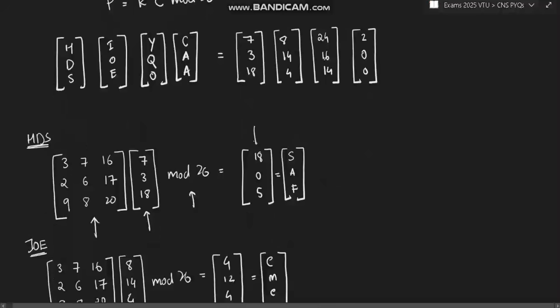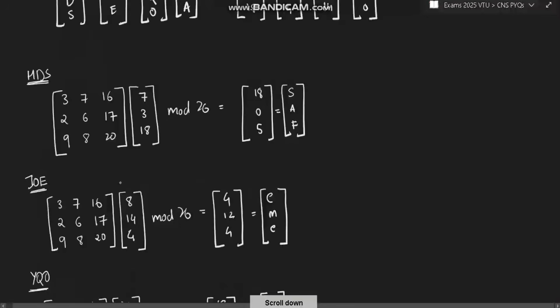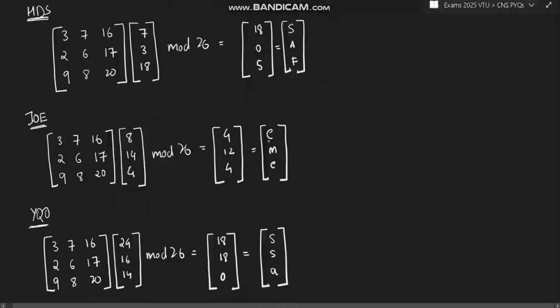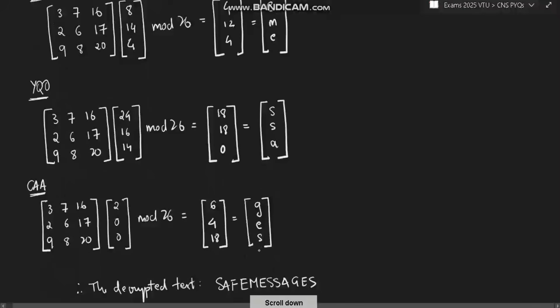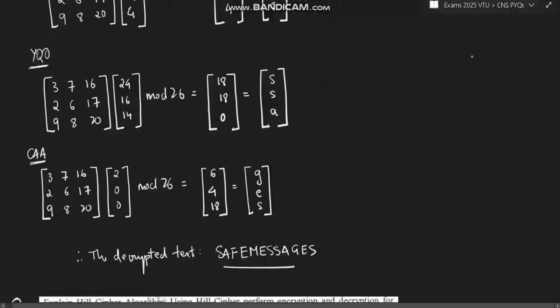Find out the answer, you will get some numbers. Convert it into the letters, you have to get SESAF. Then for the next one, SAFE MESSAGES, like that. Okay, so that will be the decrypted text.